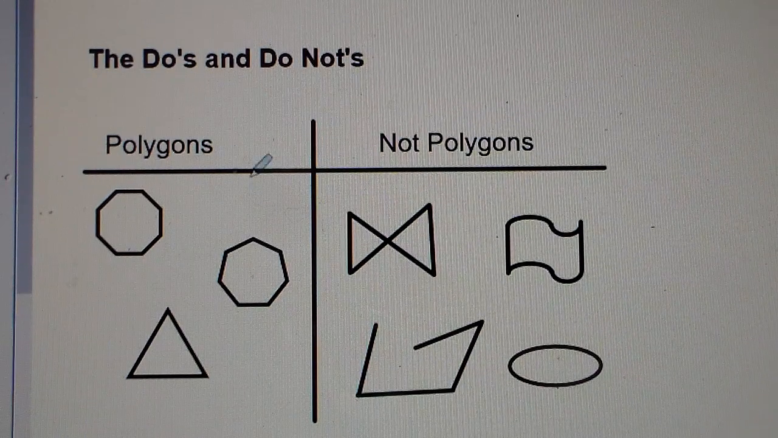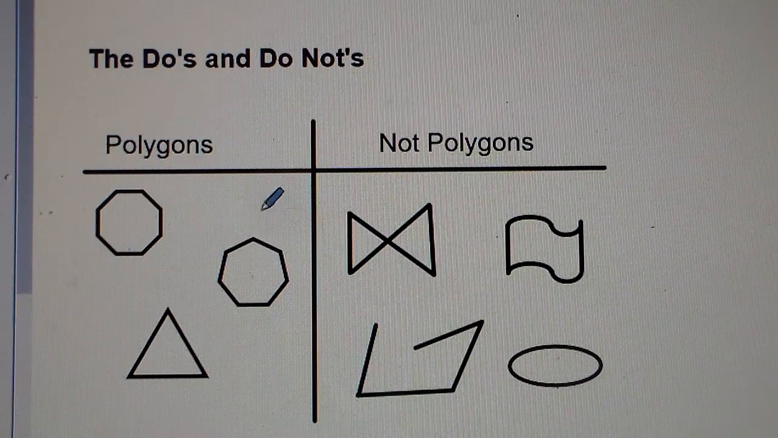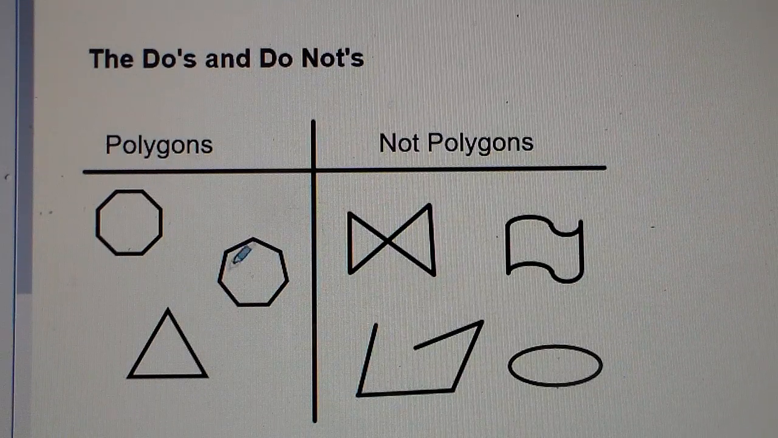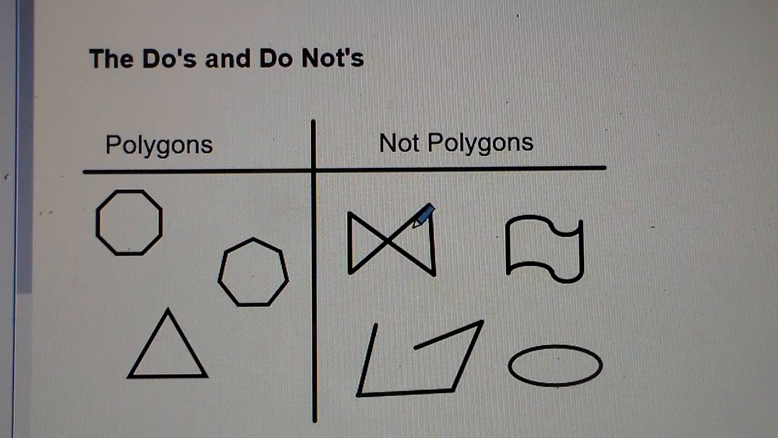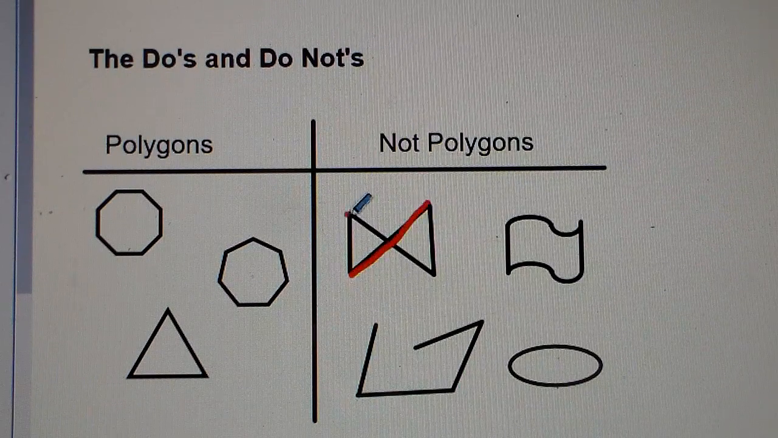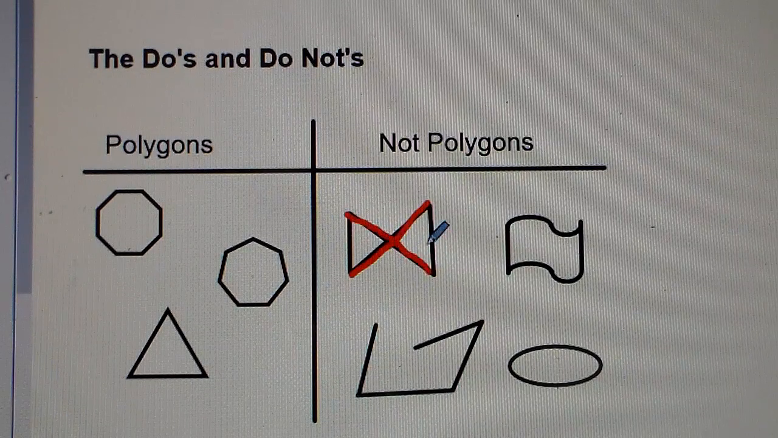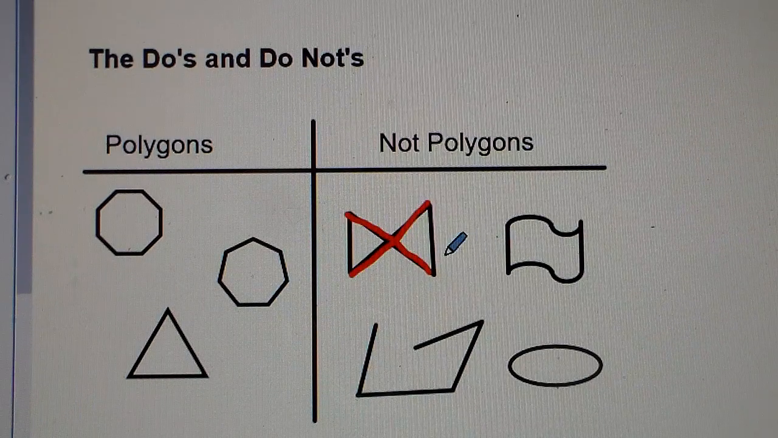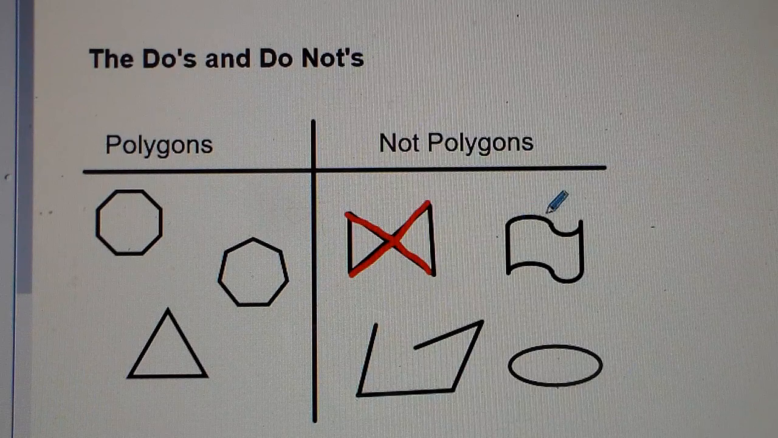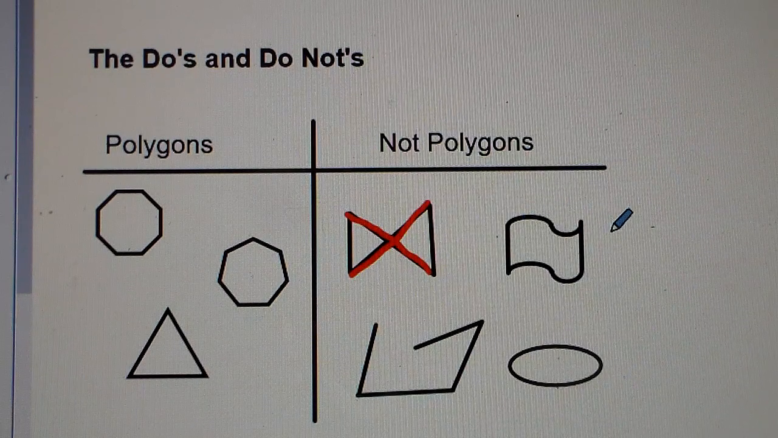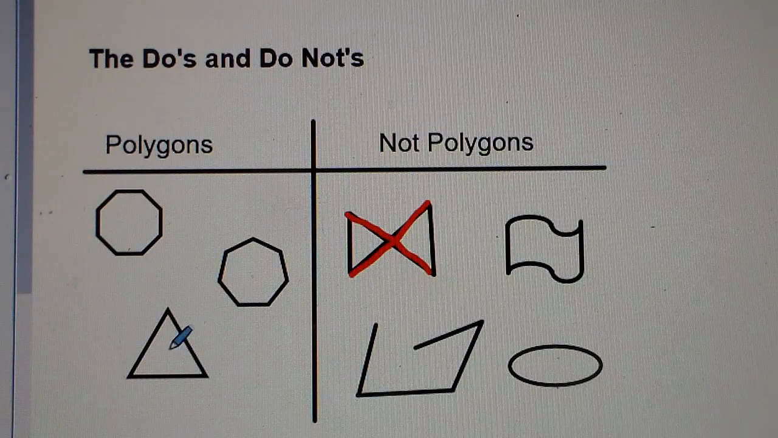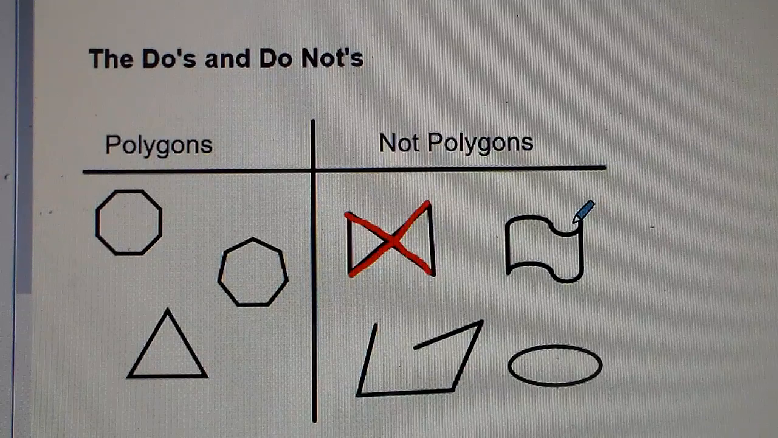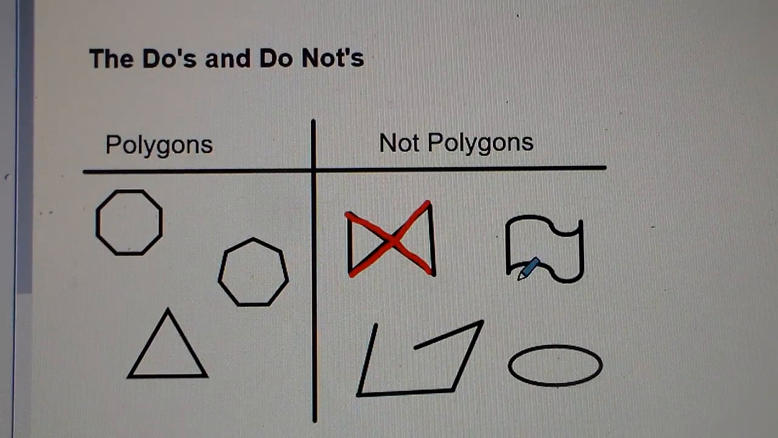Dos and don'ts. Polygons look like these types of figures that you see over here, where all the sides have each endpoint connected. So these 3 examples are polygons. Some that are not polygons: if 2 lines cross each other like this, that means it's not a polygon. Polygons cannot have 2 lines crossing each other. A flag is not considered to be a polygon. Polygons are made up of straight edges. You can't have curves.